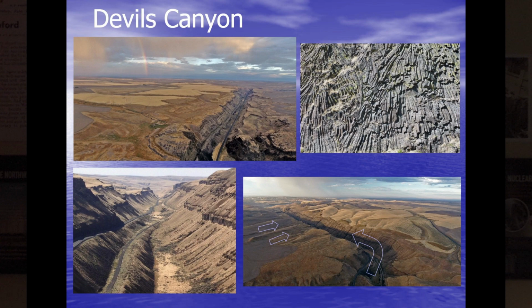And some of the floods actually went over the top as well. They went down the Devil's Canyon this way, but they also spilled over from Washington Cooley from this direction, overtopping the sides of the Devil's Canyon.